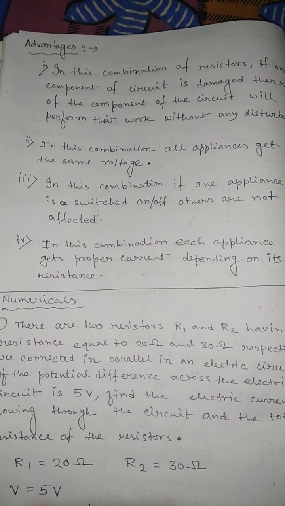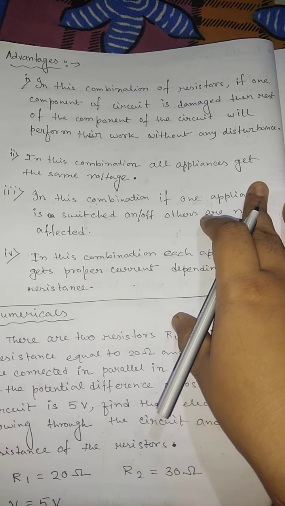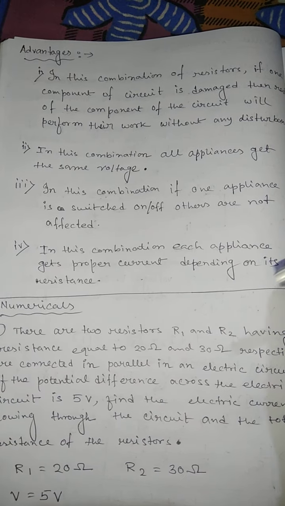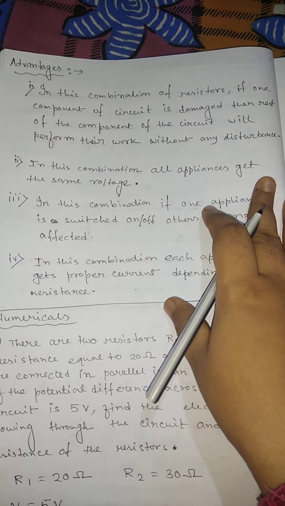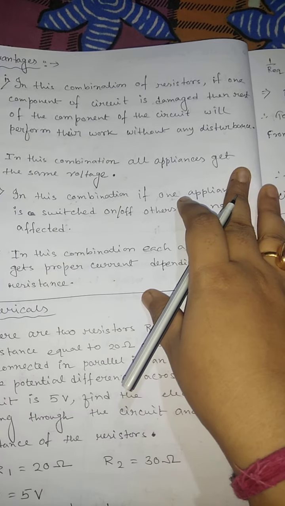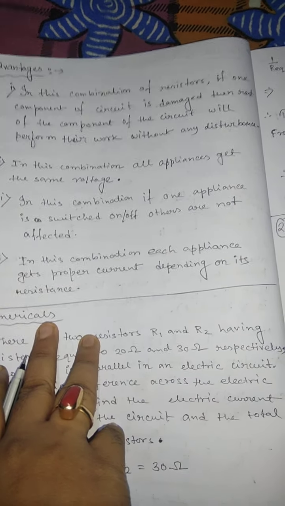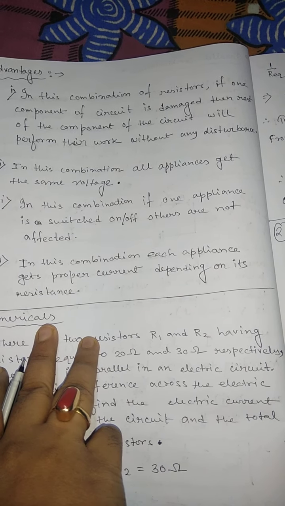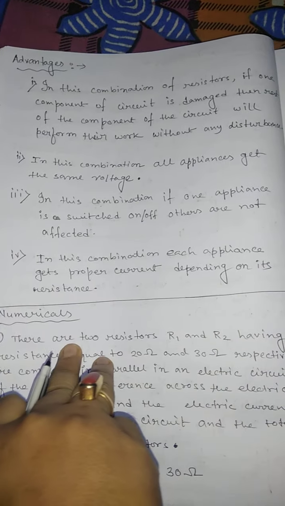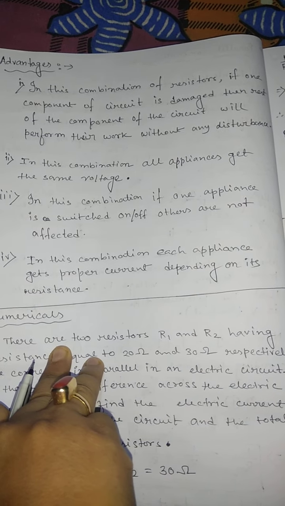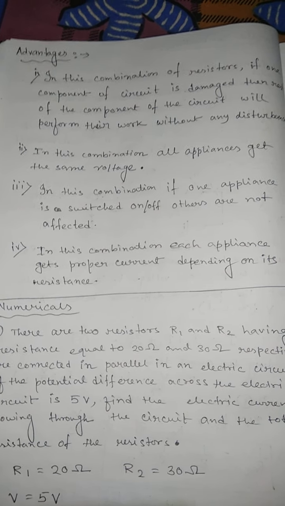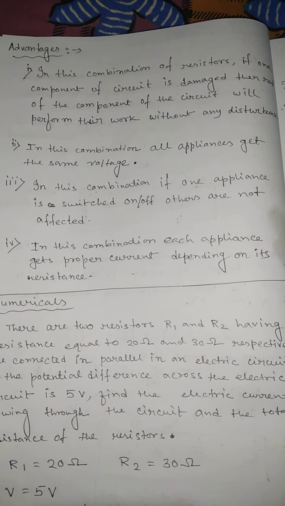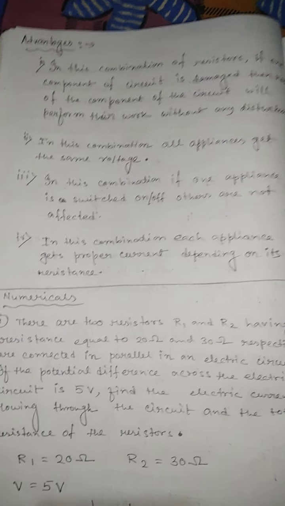all appliances get off, but here if we switch off any one appliance, the other appliances perform their work without any disturbance. In this combination, each appliance gets a proper current depending on its resistance, because current is divided according to the resistances. If any one resistor or any one component of the circuit is damaged, then the rest of the components of the circuit will perform their work without any disturbance.